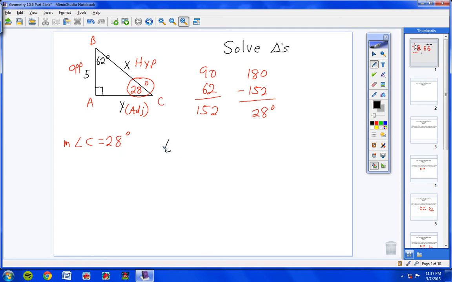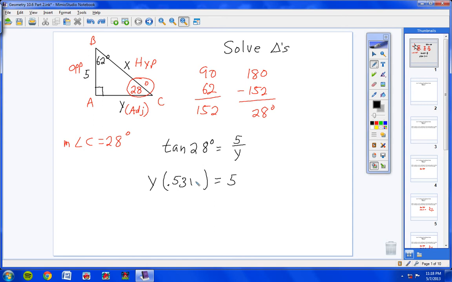So I'm going to say tangent of, now I circle 28 degrees. That's the angle that I'm using. Tangent of 28 degrees equals opposite over adjacent. So opposite would be 5. Adjacent would be y. Now the bottom of your fraction is y, so we're going to multiply both sides by y. If you multiply the right side by y, you're left with 5. If you multiply the left side by y, you're left with y times tangent of 28. If you type that in, you will get 0.5317. So 0.5317.